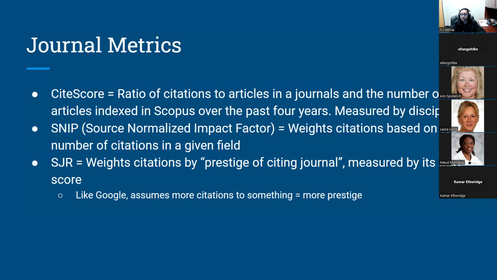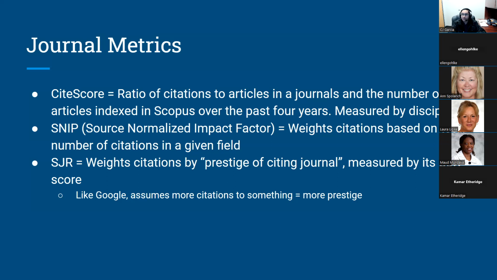Now, SNIP, which is source normalized impact per paper, is another one. This one weighs citations based on the total number of citations in a given field. Similar to CiteScore, what it's trying to do is make sure that articles and journals are only being measured up against other journals in their field, because different fields have very different citation rates. SNIP uses a bit more complicated algorithms that are a bit more obtuse. If you want more information on that, it is out there. But it's going to look very similar to CiteScore most of the time.